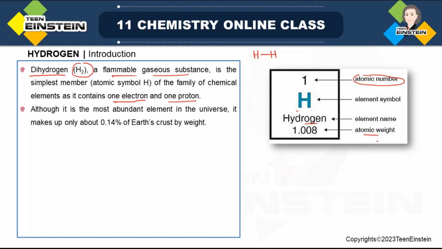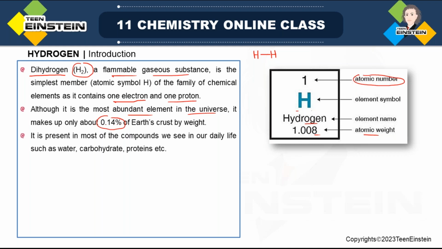Its atomic weight is 1.008, but sometimes for calculation we ignore the 8 and simply consider it as 1. This is the most abundant element in the universe. If you consider the point of view of the universe, not only our Earth but other planets also, then it is abundant. But if you consider only the Earth's crust, then it is a very low amount. In the Earth's crust it is only 0.14%.